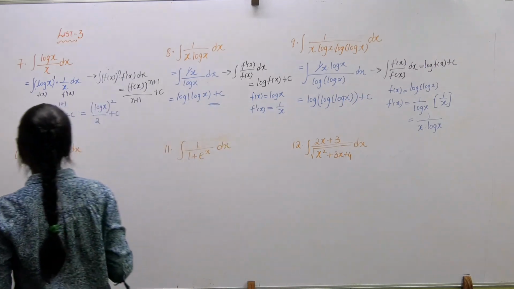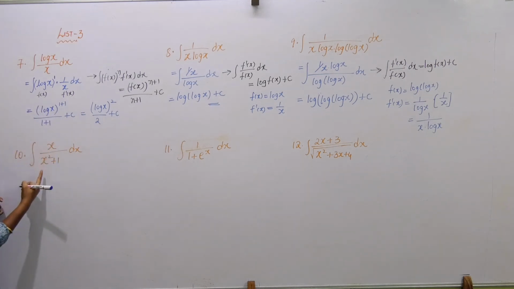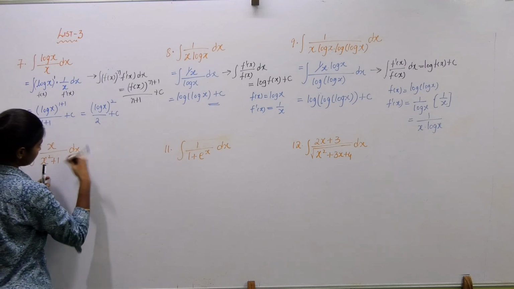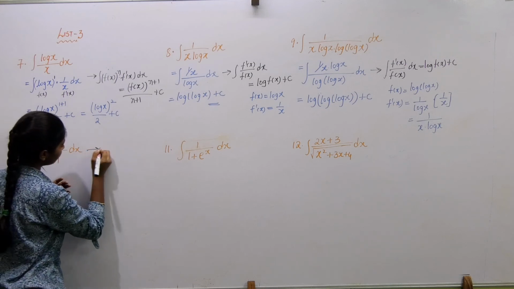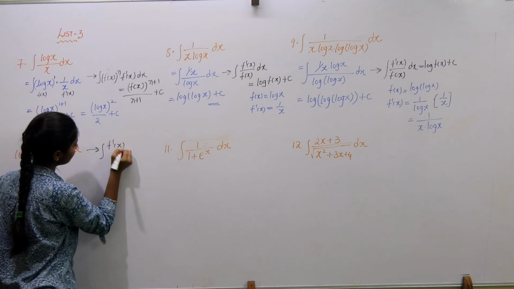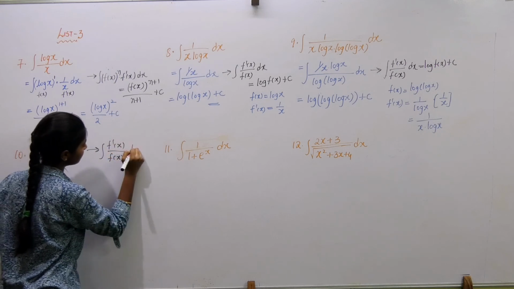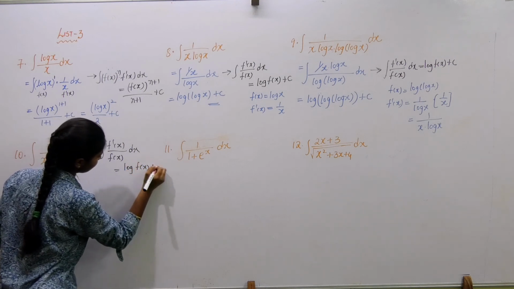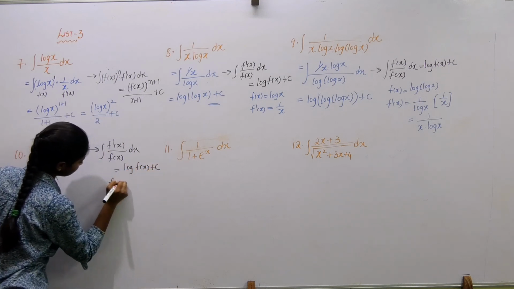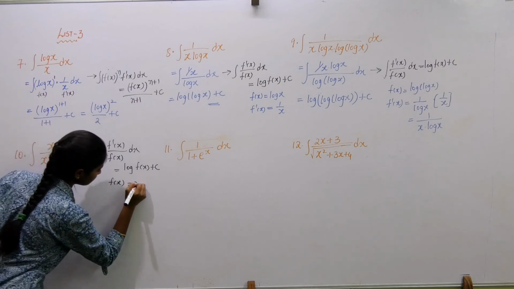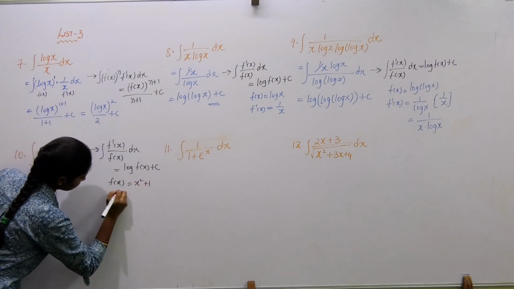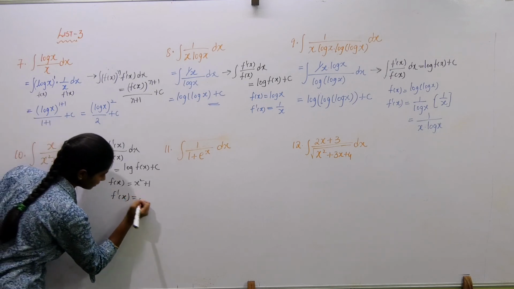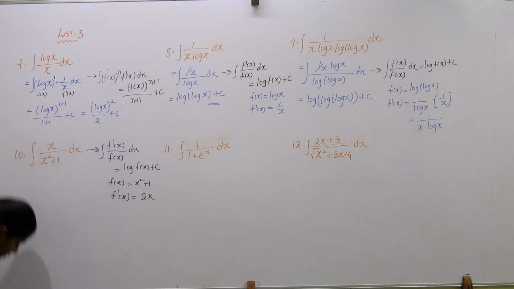Next, 10th question. Integral x by x square plus 1 dx. This is also in the form of integral f dash of x by f of x dx. It is equals to log of f of x plus c. Here f of x is equals to x square plus 1. Then d by dx of f of x is f dash of x. It is equals to 2x.